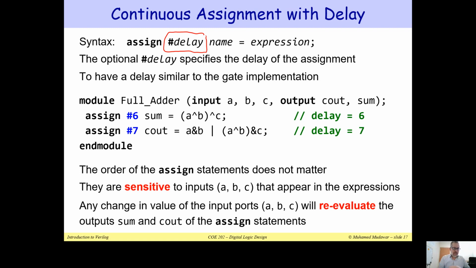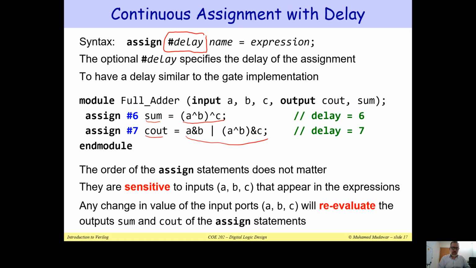For example, if I would like to describe a full adder, I can describe sum with one expression, and I can describe cout with another expression. So I only need two continuous assignments, one for the sum output and one for cout. Here sum will be A XOR B XOR C. That's the expression for sum. And this is my expression for cout. It's A and B, or A XOR B and C.